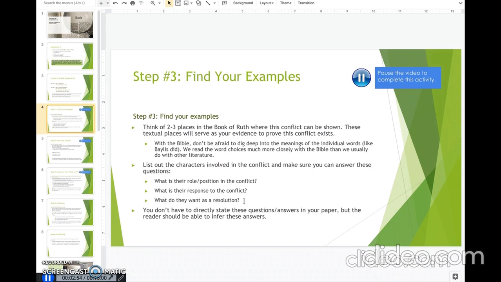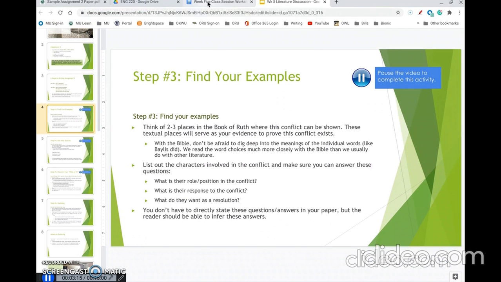What is their response in the conflict? How does each side respond? And what do they want as a resolution? Now, for some of the characters, that may be the same thing. It may be a difference between the 2. Okay, so you don't have to directly state these questions or answers in your paper, but the reader should be able to infer these responses.